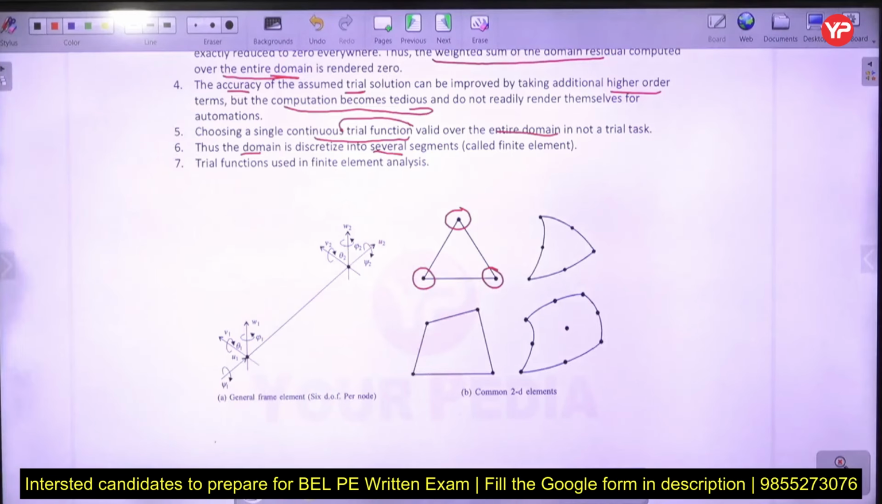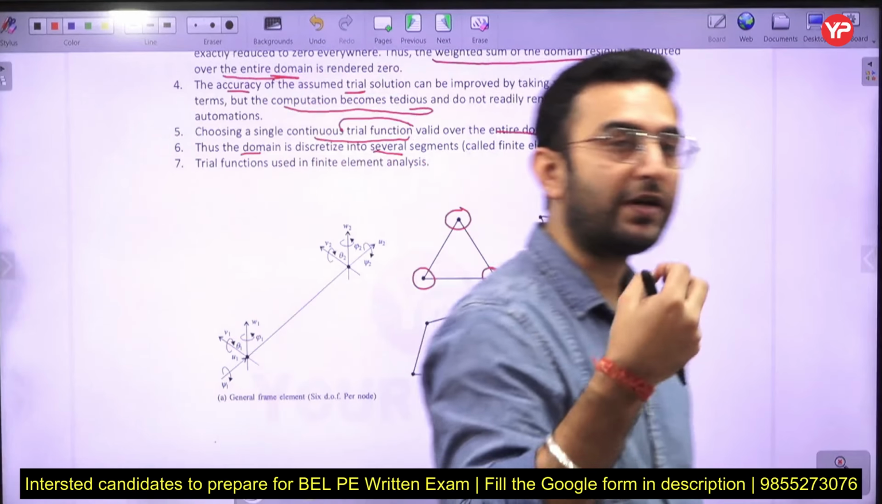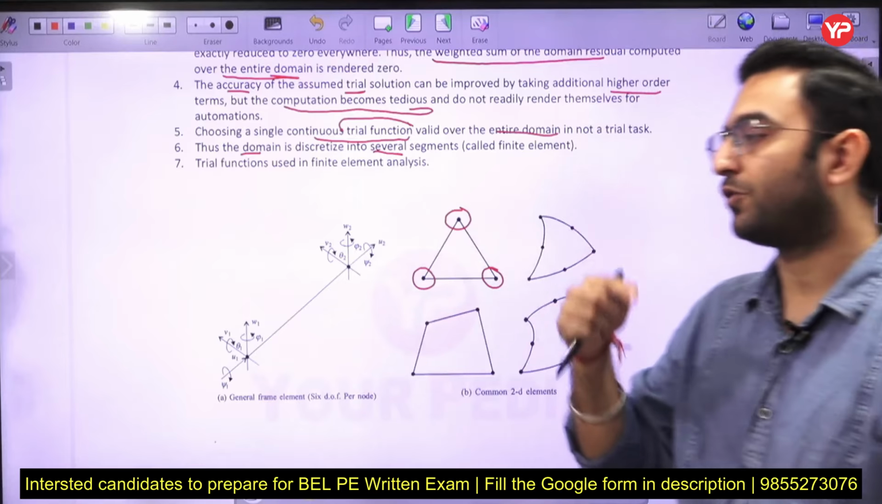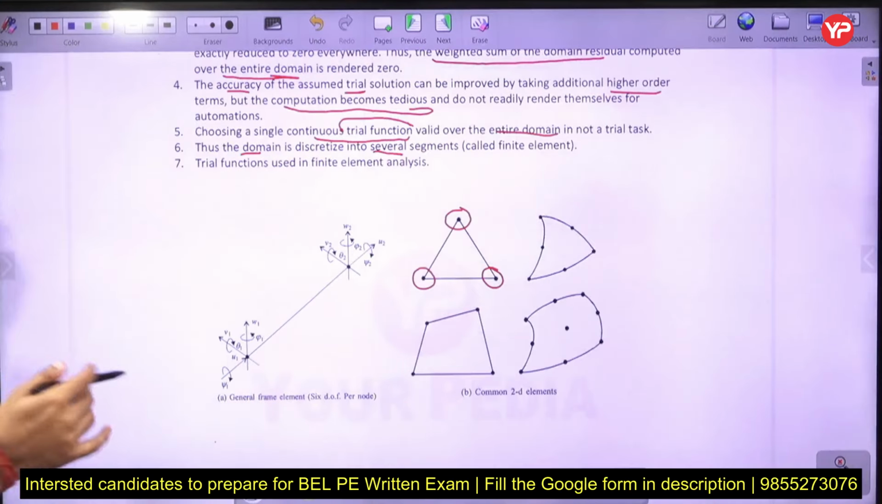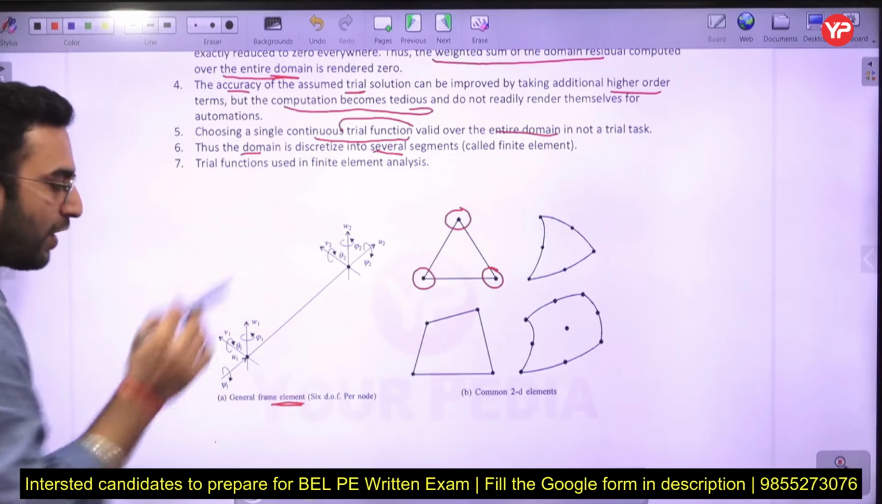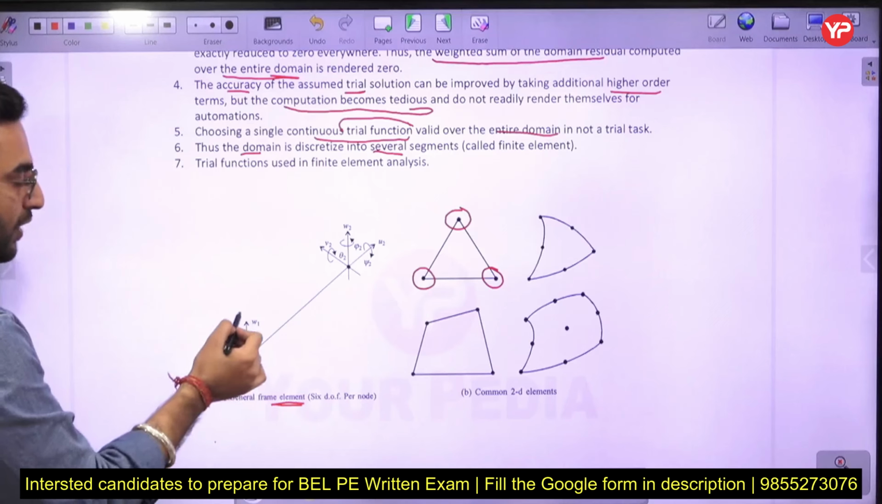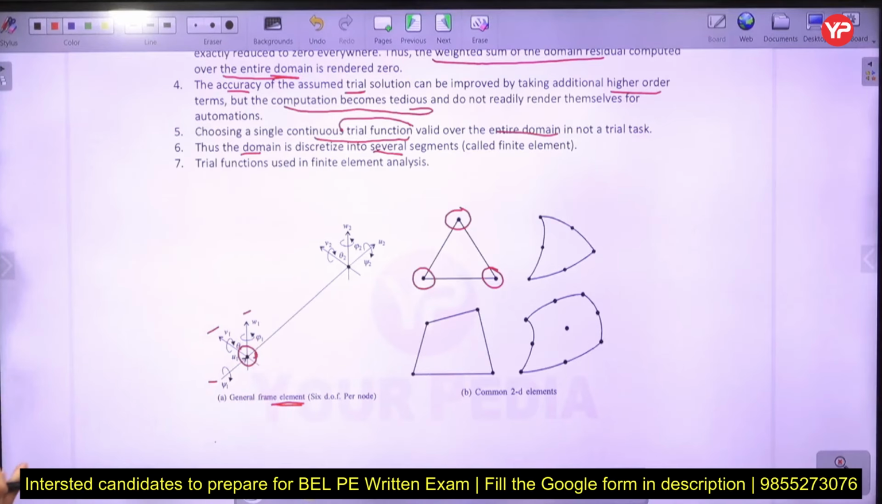Generally a node has 6 degrees of freedom, that is, 3 translational motions at each node and 3 rotational motions at each node. If I talk about the general frame element, one node has 6 degrees of freedom. You can see here 3 translations, along with 3 rotations about its point.